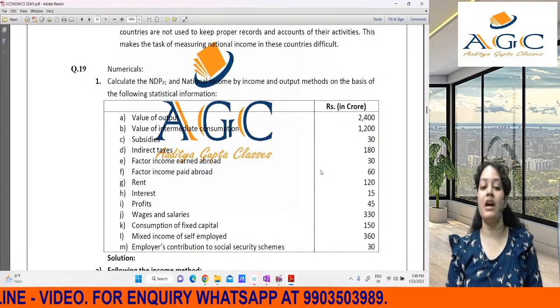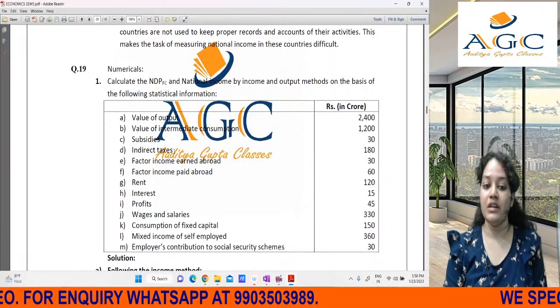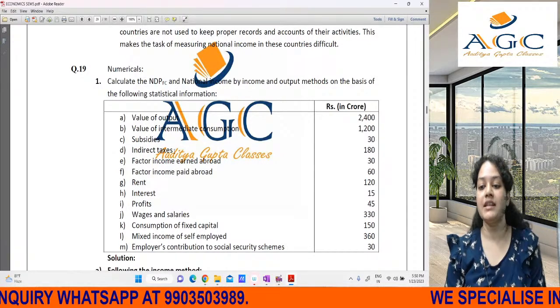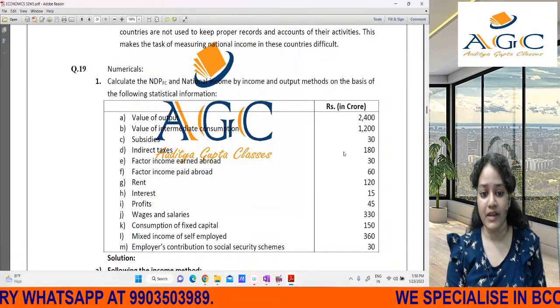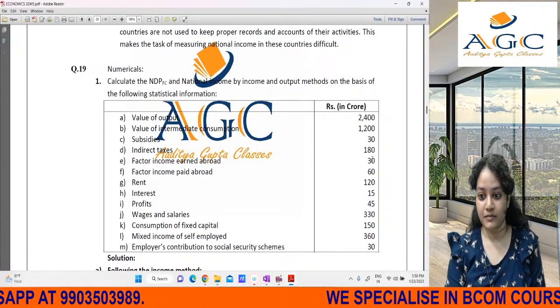We have not been given our net indirect tax directly. We are given what? We are given our indirect tax and subsidy. What is the value of indirect tax?